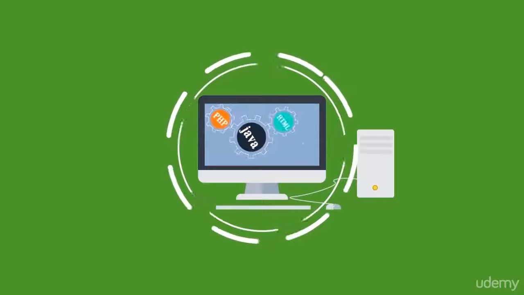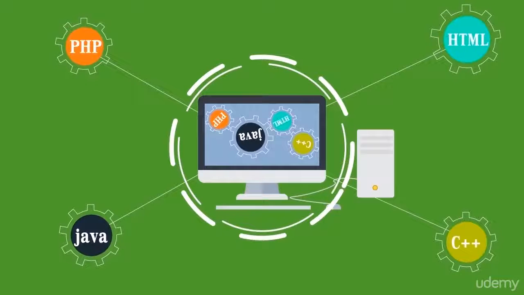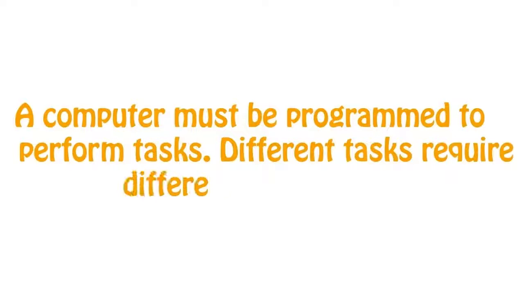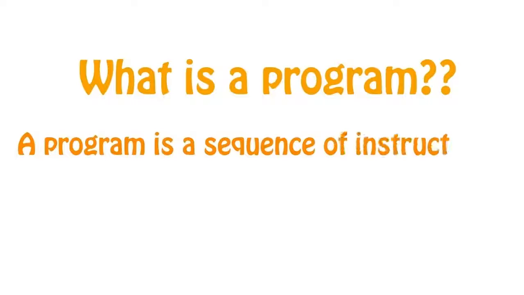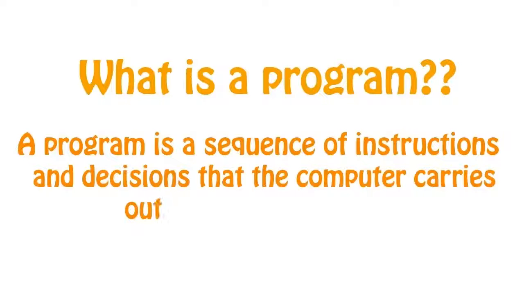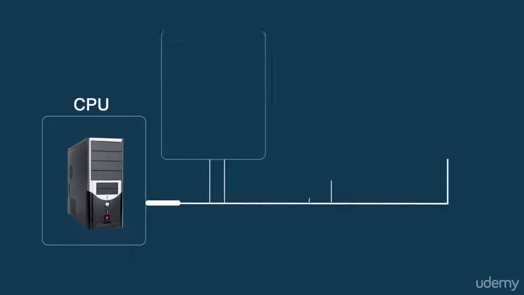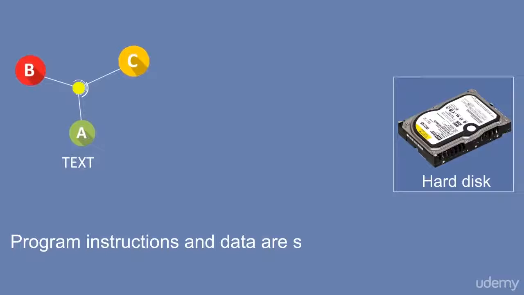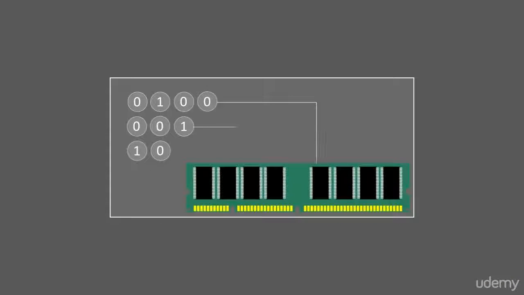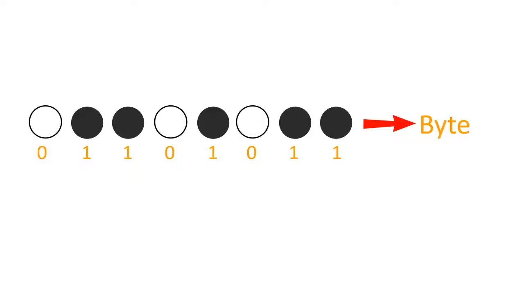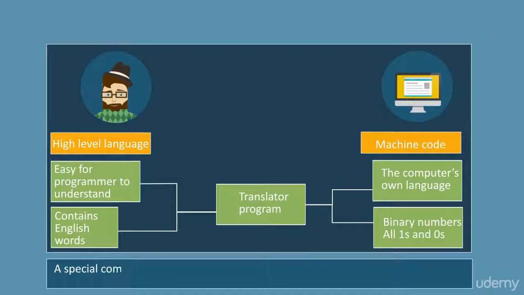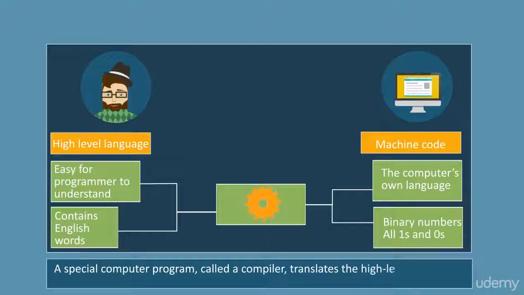Let's recap. In this video, we learned about some basics of computer programming. A computer must be programmed to perform tasks. Different tasks require different programs. A program is a sequence of instructions and decisions that the computer carries out to achieve a task. A computer consists of a CPU, storage, input, and output devices. Program instructions and data are stored on the hard disk and are encoded as numbers or bits. A set of 8 bits is called a byte. Programs are generally written in high-level languages. A special computer program called a compiler translates the high-level description into machine instructions for a particular CPU.